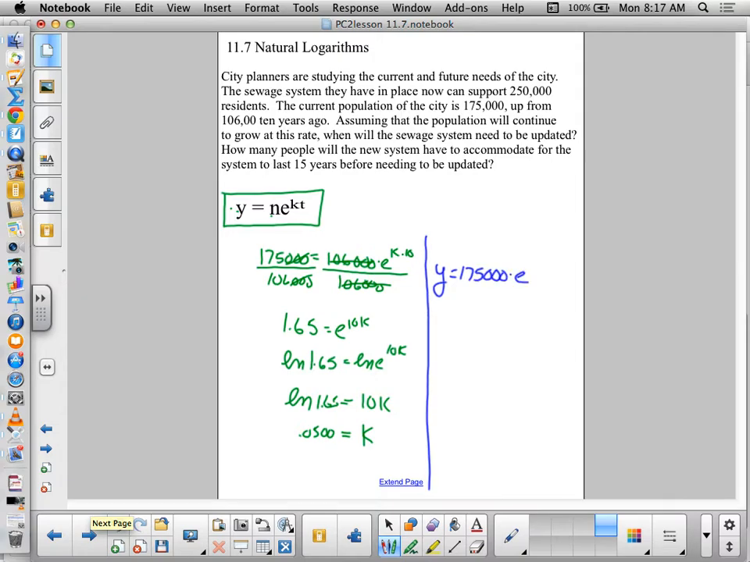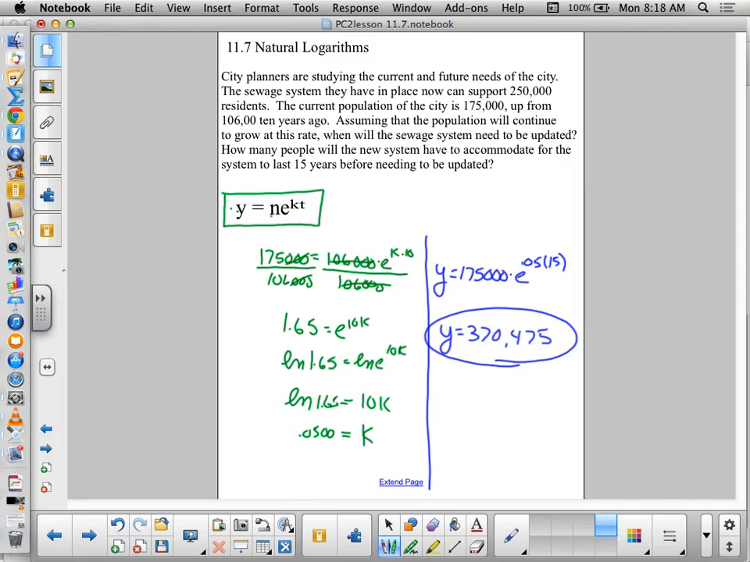Times e, now I know my constant is 0.05 times 15 years. So 175,000 times e to the 0.05 times 15. I need to build a sewer system that will accommodate a population of 370,475. So if I build my sewer system to accommodate that many residents, I should be good for 15 more years before it needs to be updated again.